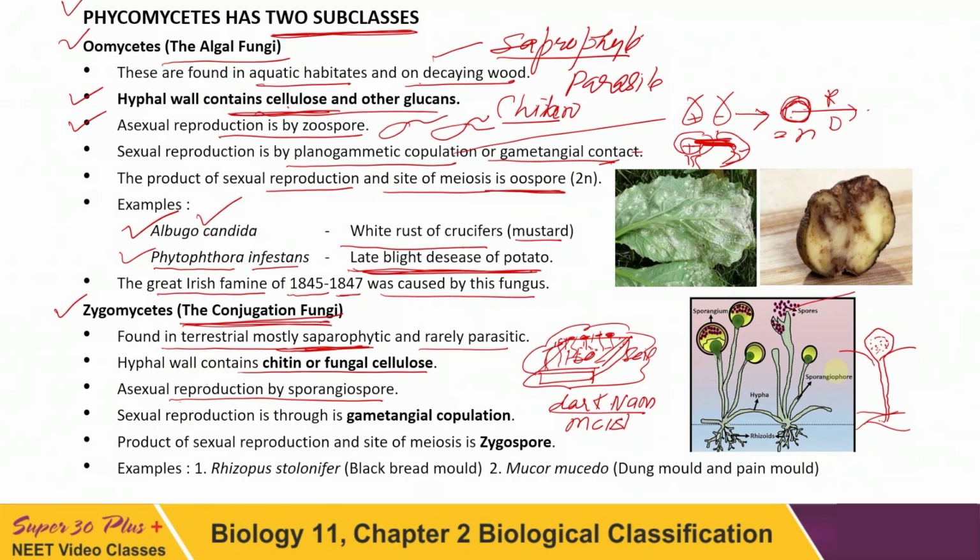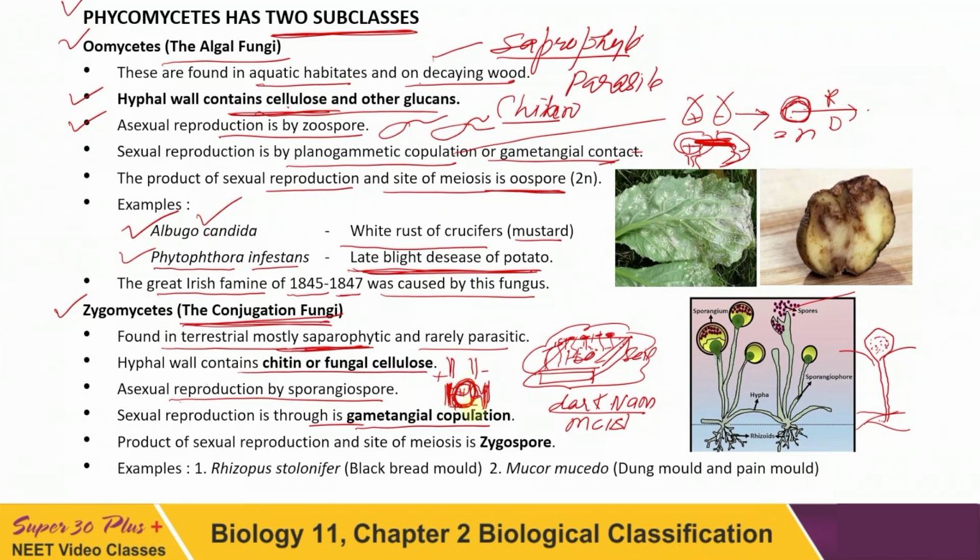Sexual reproduction is by gametangial copulation. You have to remember what we mean by this. You see that two mycelia, one of plus strain and one of minus strain, will come close. They will make a protuberance like this. One will be minus, one will be plus, and these are now known as gametangia. Each gametangium has so many nuclei, and now these gametangia will fuse together. This is known as gametangial fusion or gametangial contact.